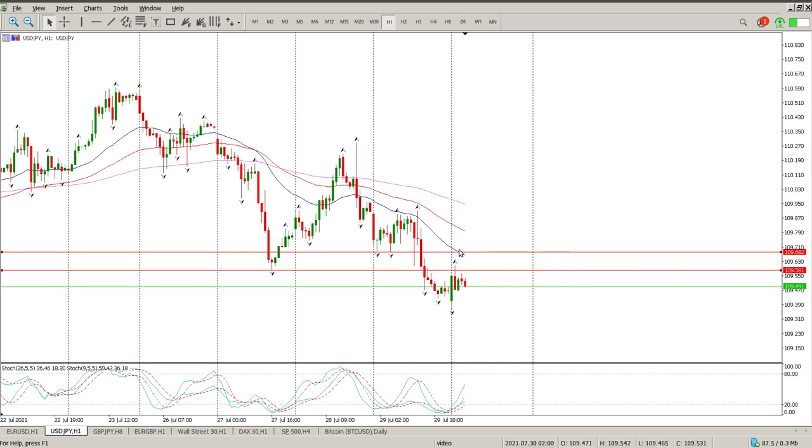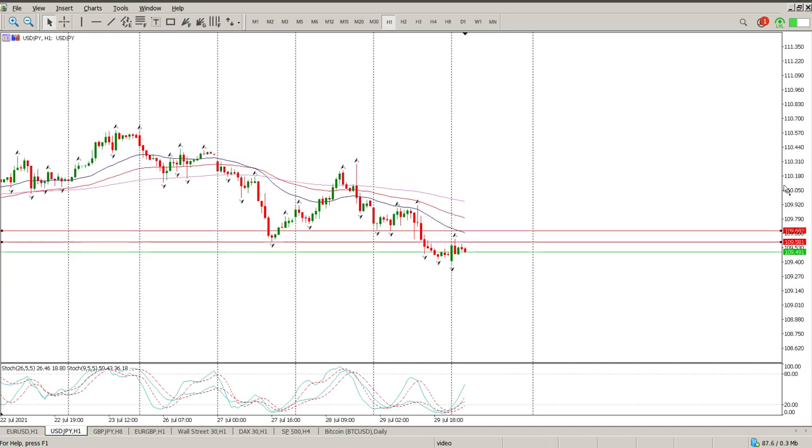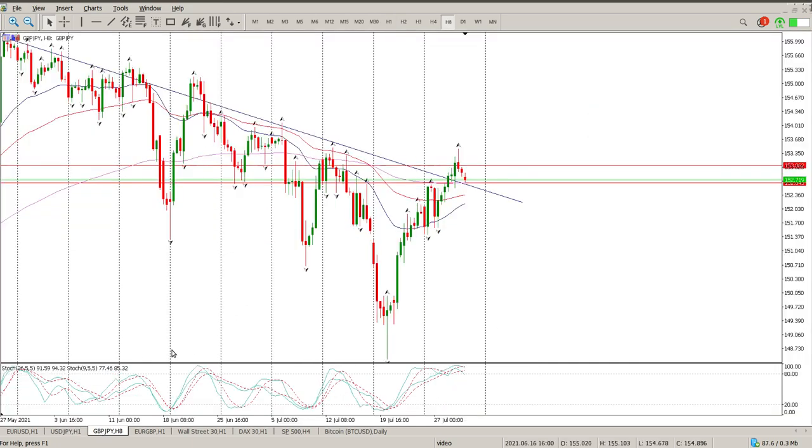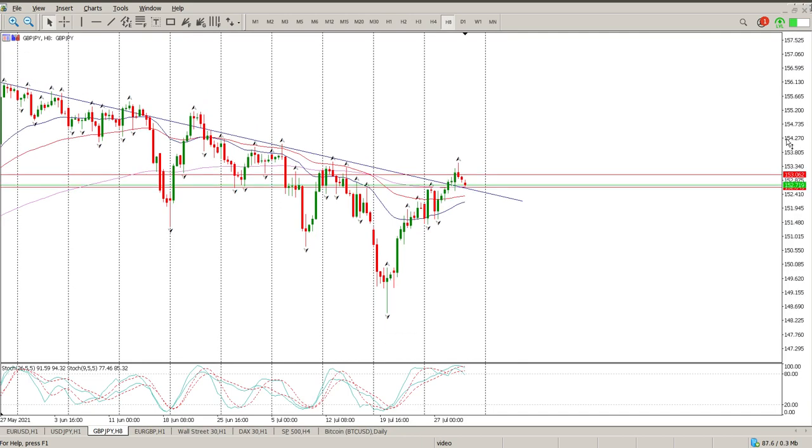So any pullback into that zone, down to the 15-minute chart, look for structure, and that would give you the opportunity to sell into that for another move to the downside. Same warning, it is end of month, end of week, so expect volatility.